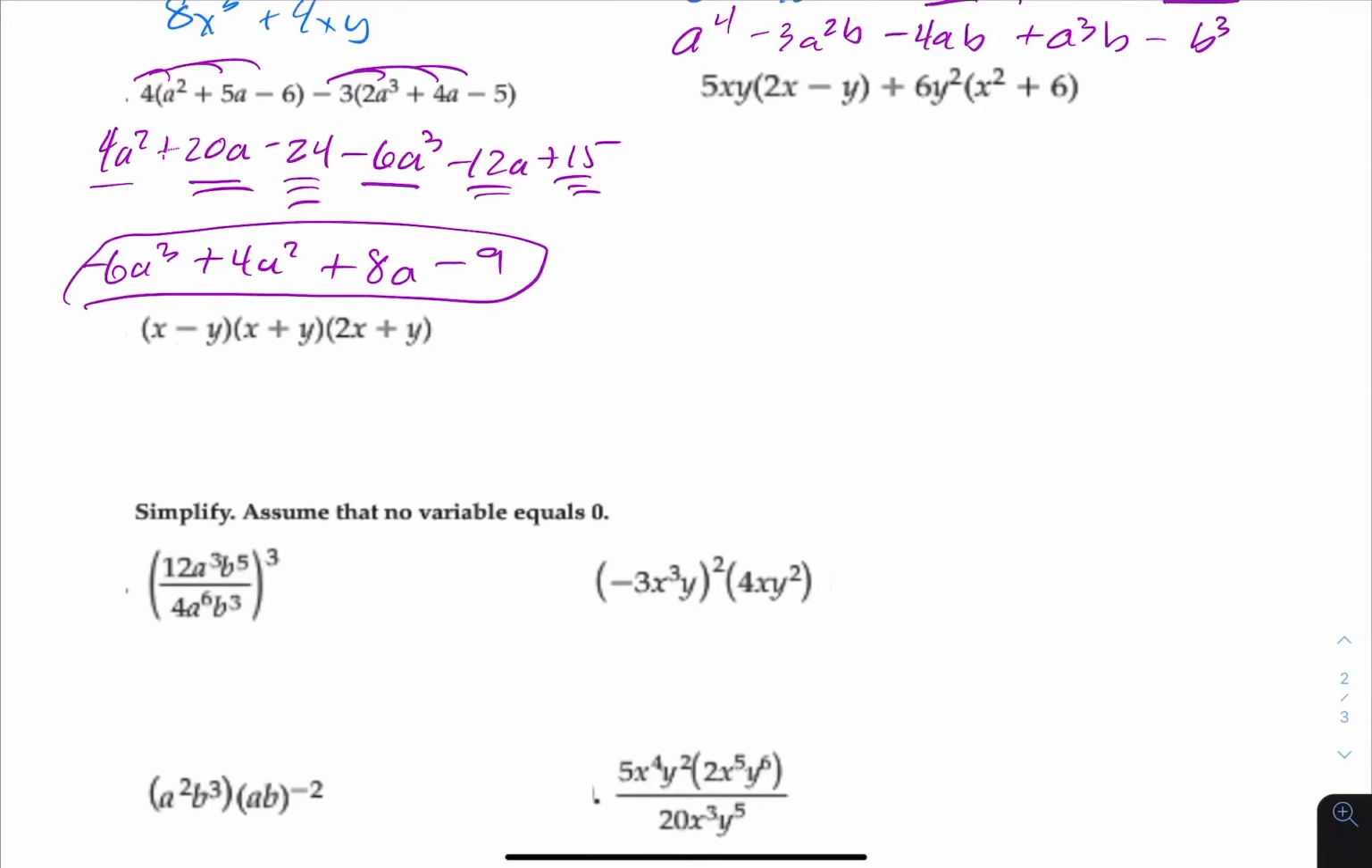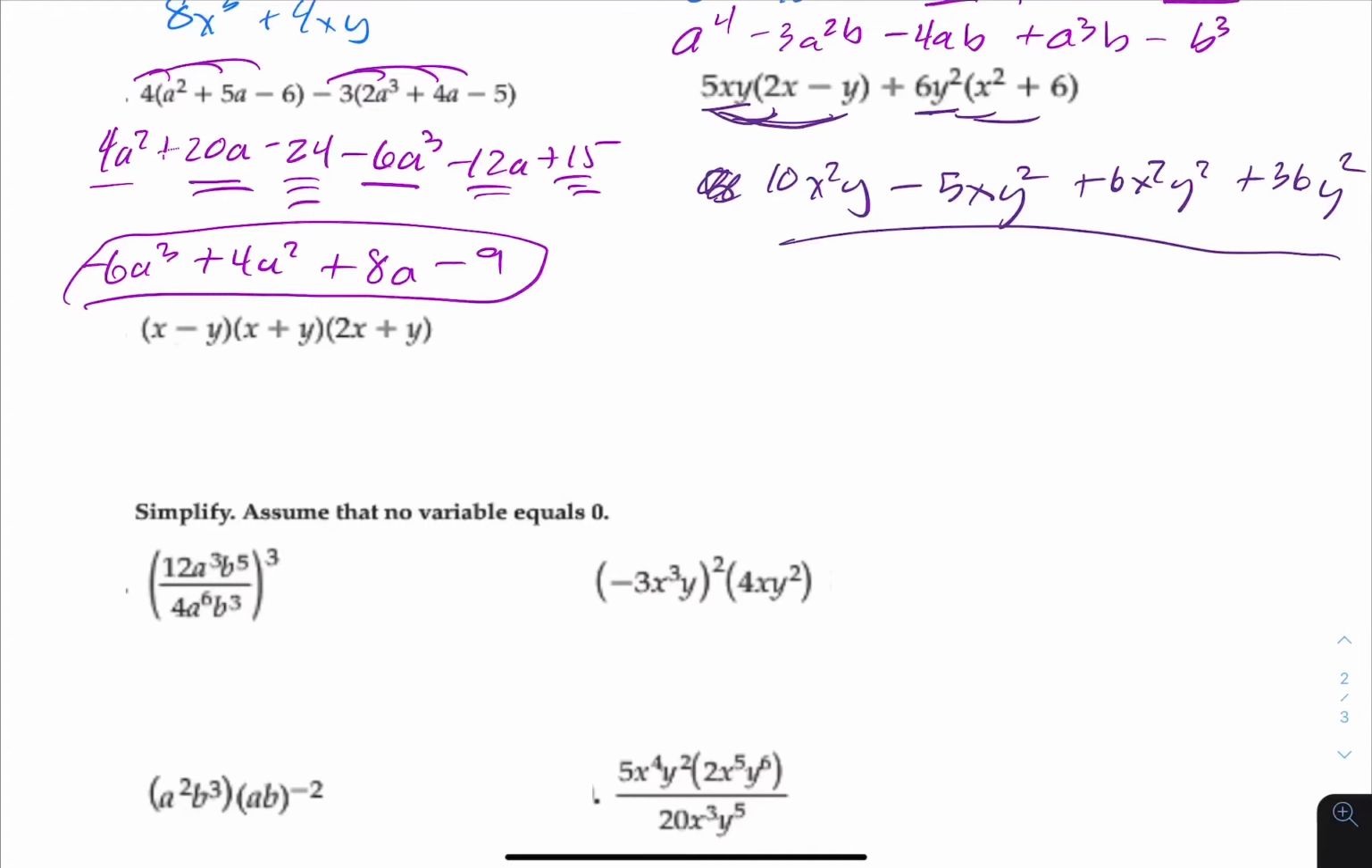There we go. Next one, more of the same. Distribute this times this. So over here, the first one we get 10x squared y. And we get negative 5xy squared. Distribute here. So plus 6x squared y squared plus 36y squared. And then just add up any terms we can. I don't see any. I think that's the way it is.